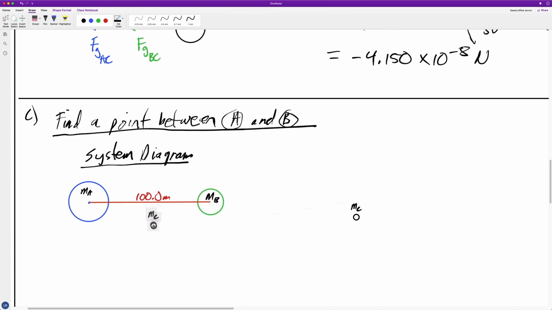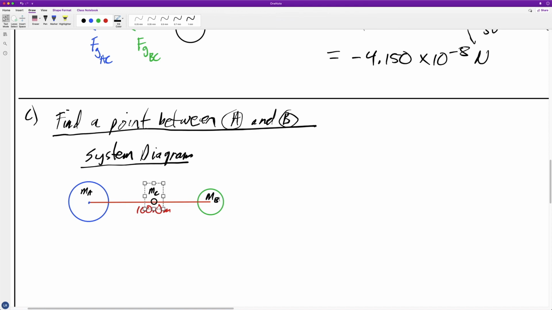So let's take our MC. Now, our MC has to be placed somewhere in the vicinity. If we place our MC right here in the middle, is that going to work? Well, according to Newton's universal gravitational law, the larger mass is going to have more of a gravitational pull than the smaller mass at equal distances. So if we place MC right in the middle, MA is still going to have a stronger pull because it is 5 times more massive than MB.